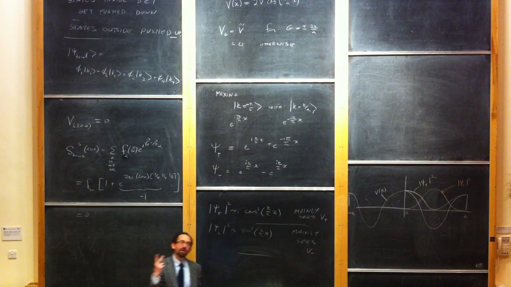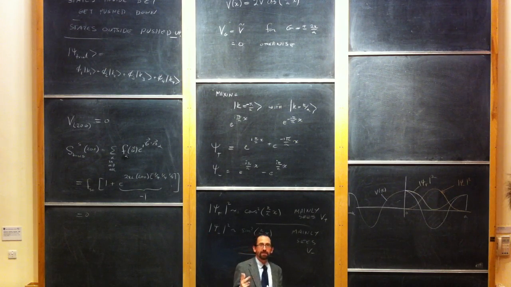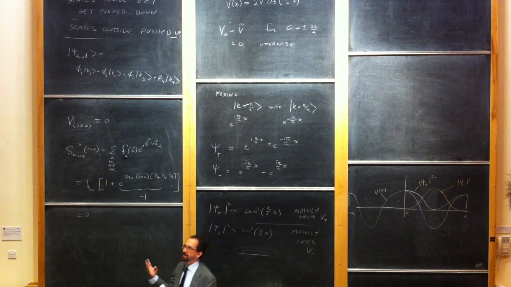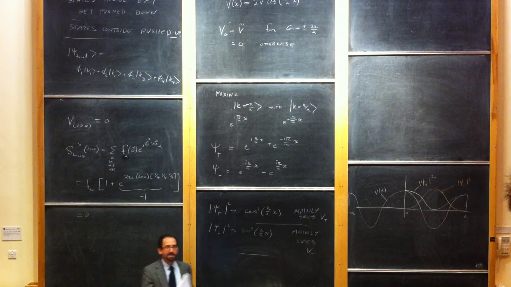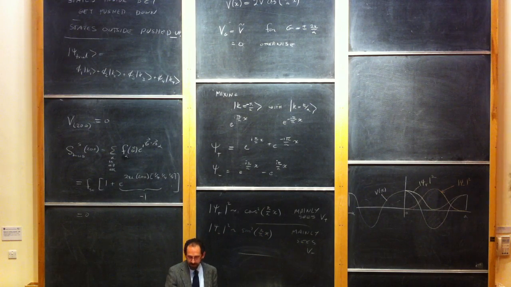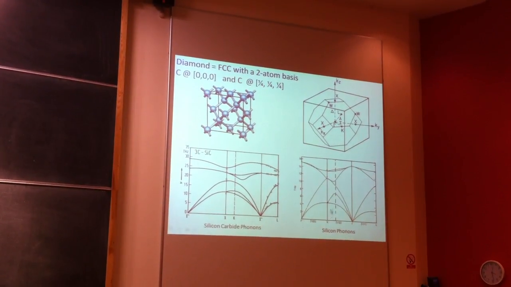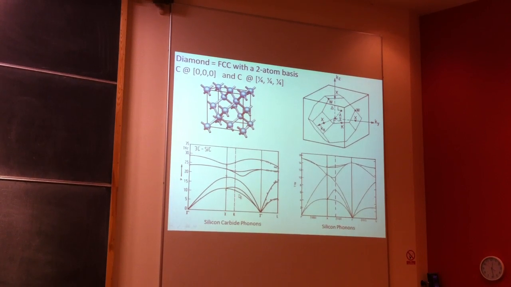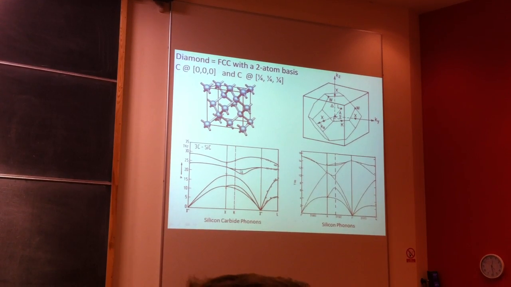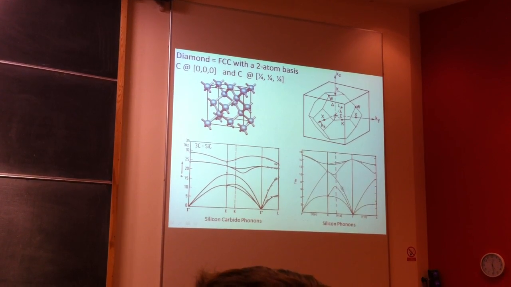Yeah, 6, because there are 2 atoms per primitive unit cell. Each one has 3 directions of motion, so that makes 6 degrees of freedom. Okay, so here it is. These are the phonon spectra for silicon carbide and silicon, and you can count there are 6 branches in each of them: 1, 2, 3, 4, 5, 6.